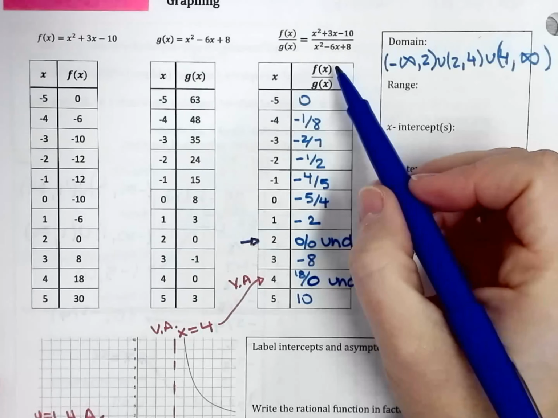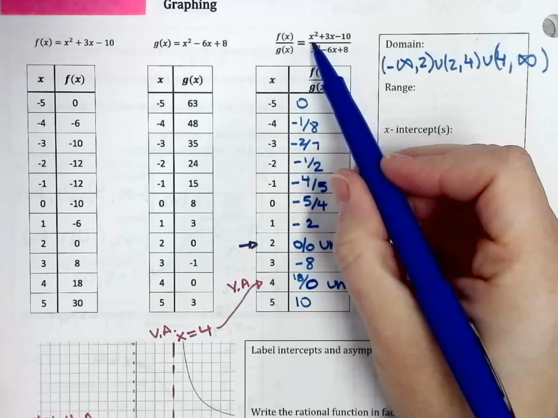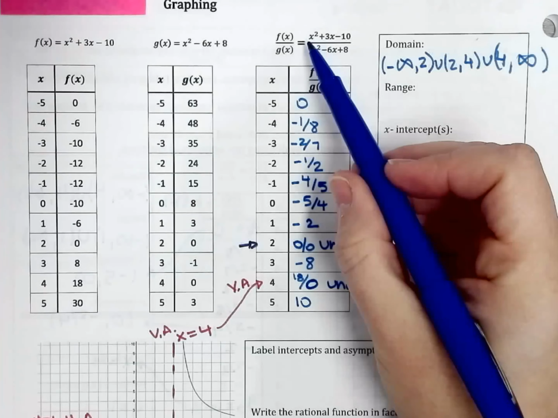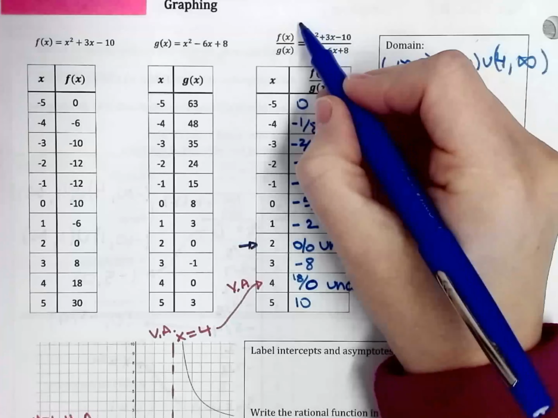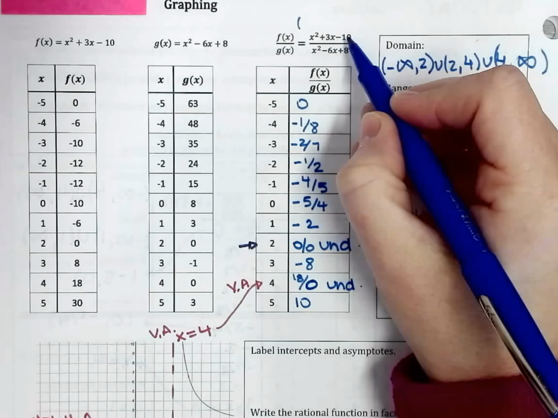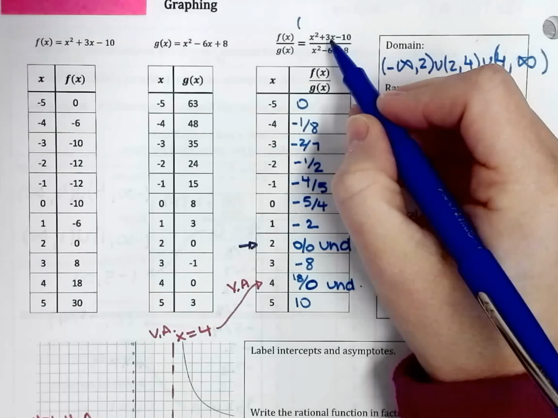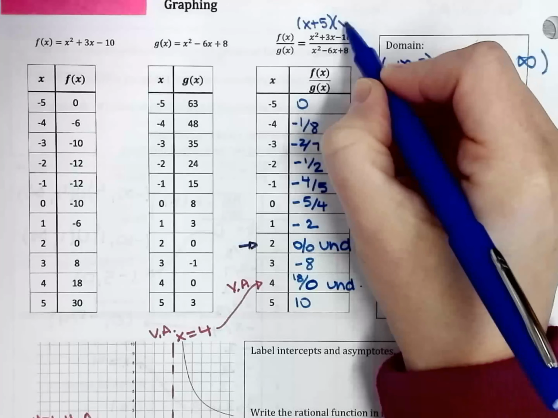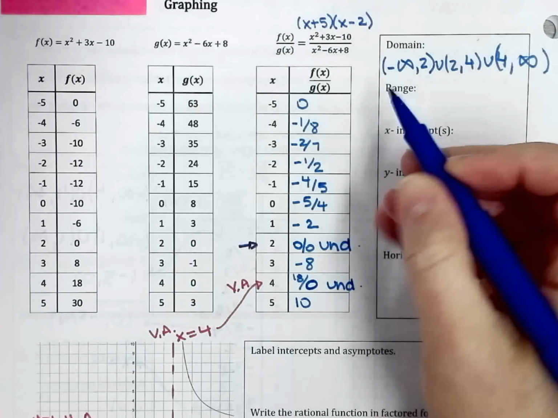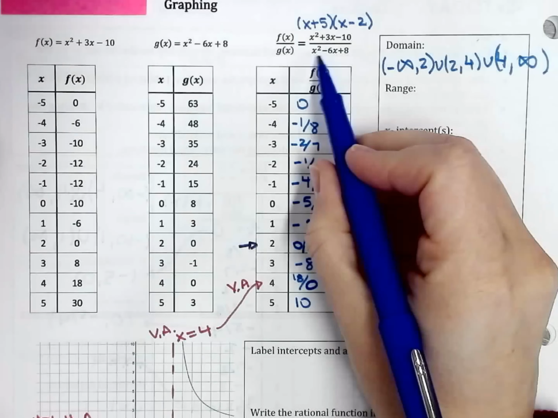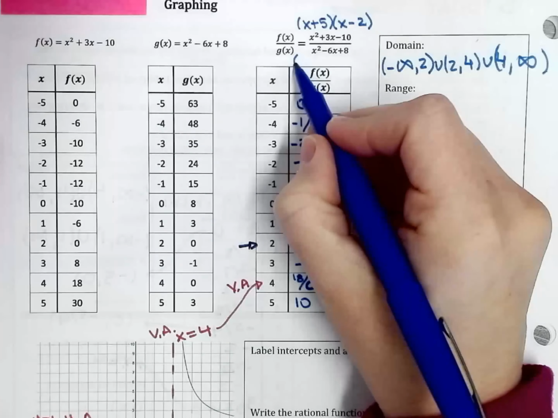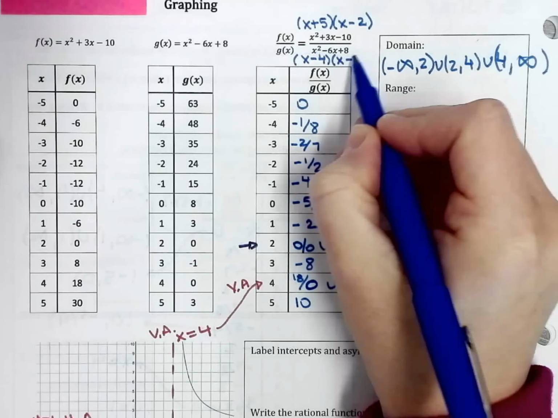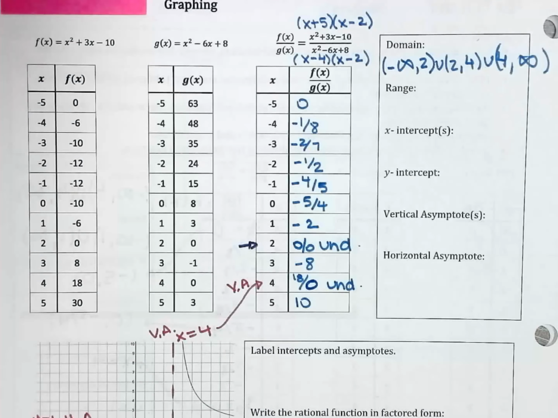Okay. Before I go any further, when I look at this, I need to factor. I know I can factor. So when I look at two numbers that multiply to negative 10, same two numbers that add up to 3, I have x plus 5, x minus 2. And I'm going to do the same thing for the denominator. So I have x minus 4, x minus 2.